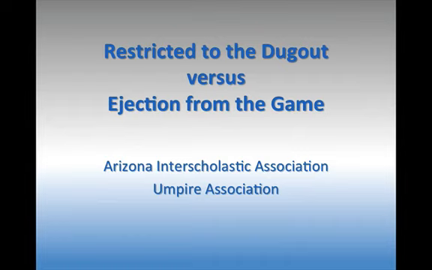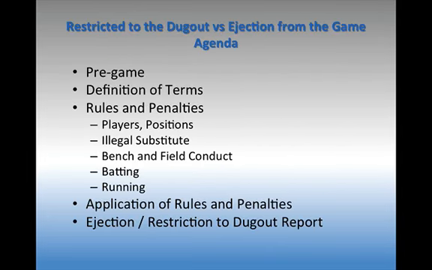This clinic discusses the rules for when the penalty for the violation is restricted to the dugout, or the more severe, ejection from the game. All references are to the 2013 rule and casebook. We will discuss definitions, which rules have the penalty of restricted or ejection, go through some of the examples of applying the penalties, and finally we'll talk about the paperwork to be submitted to the AIA and the Umpire Association when you have a restricted or an ejection during the game.